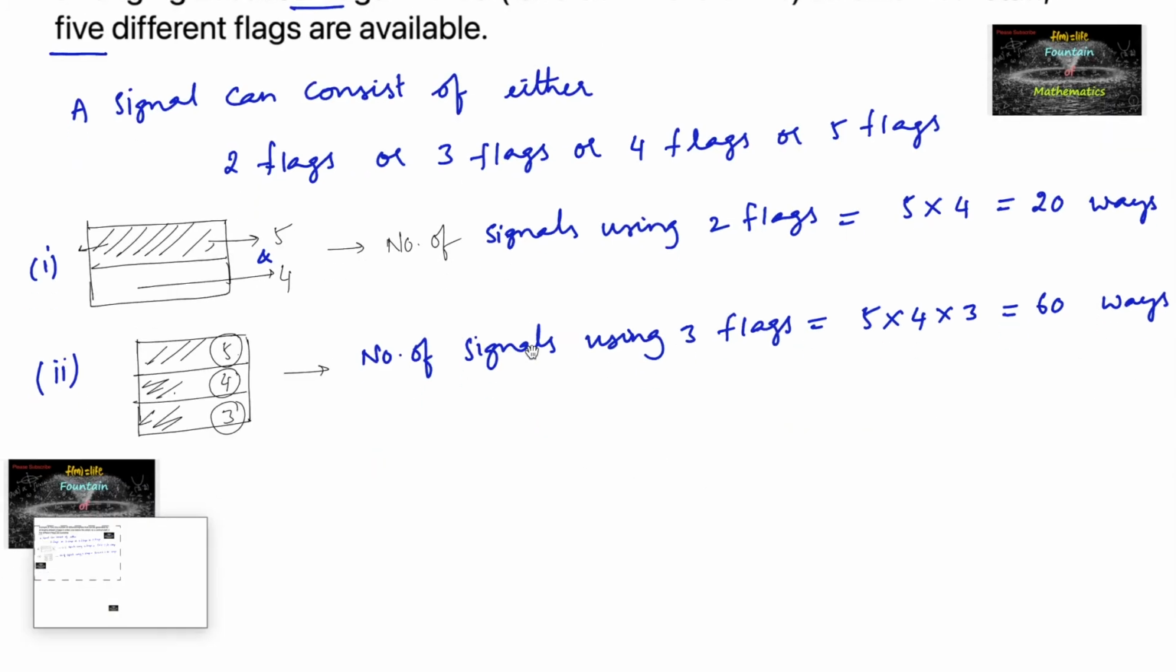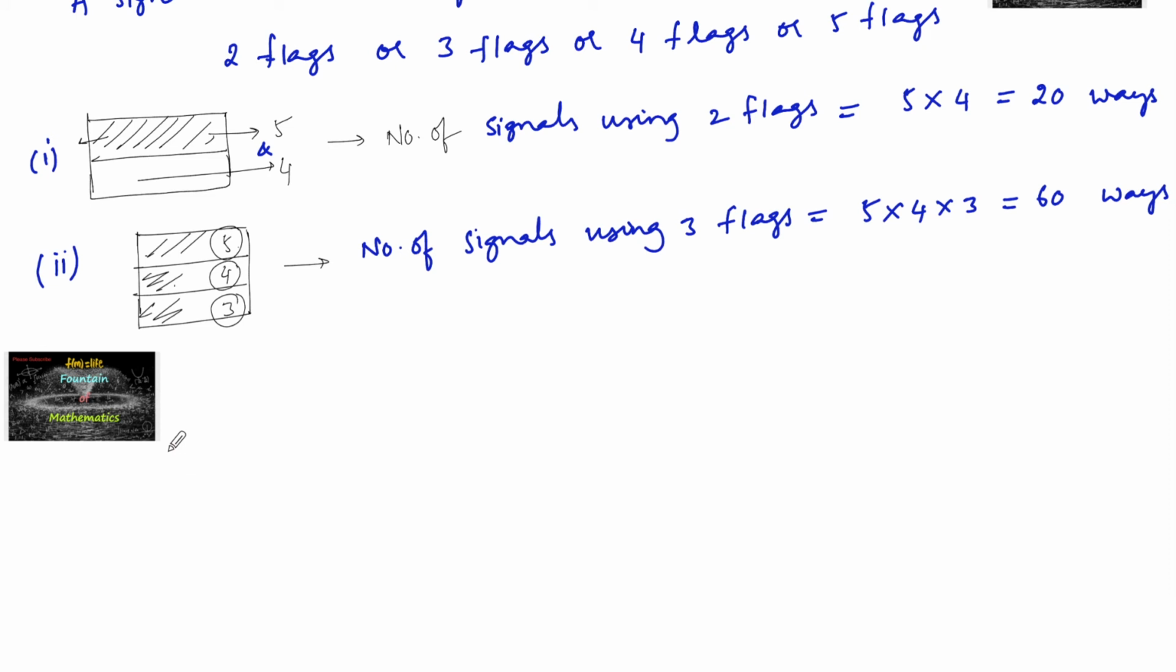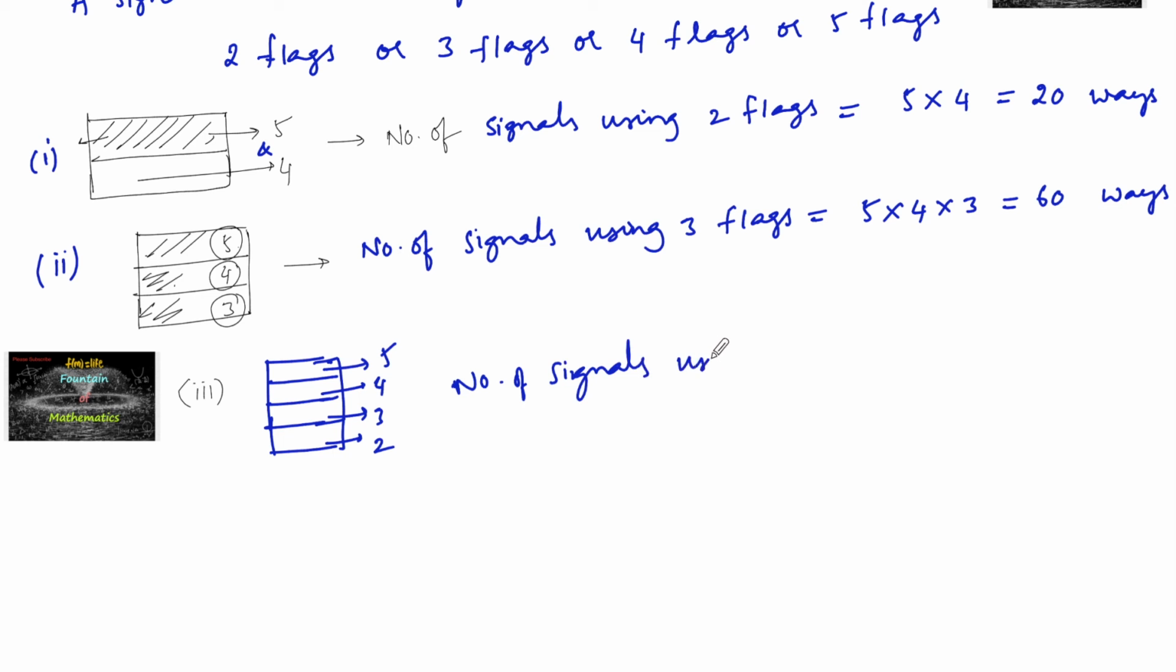And then similarly, if you use four flags, a signal can be five ways for the first flag, the second flag four ways, third flag three ways and fourth flag two ways. So we can write here the number of signals using four flags is equal to 5 into 4 into 3 into 2, which is equal to 120 ways. Means 120 signals can be prepared using four different flags.